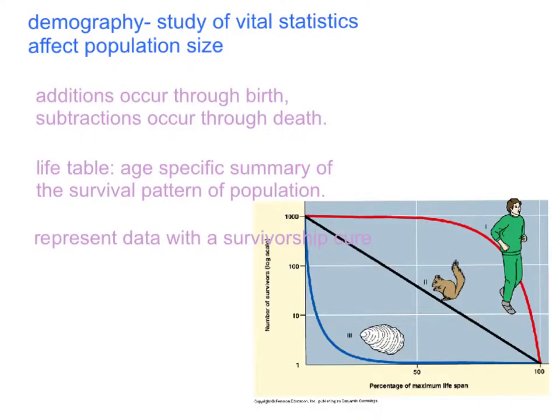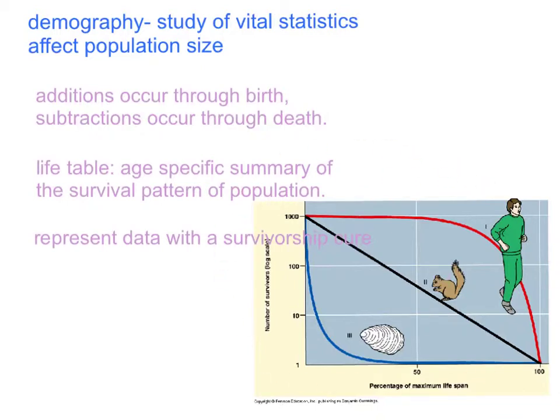Now we are into demography, which is the study of vital statistics that affect population size, and we have additions that occur through birth and subtractions that occur through death. So birth is you add, death is you subtract. You have the life table, and that's basically the age-specific summary of the survival pattern of a population. Now, with this, you represent the data within a survivorship curve, and that's what you see here in the bottom corner.